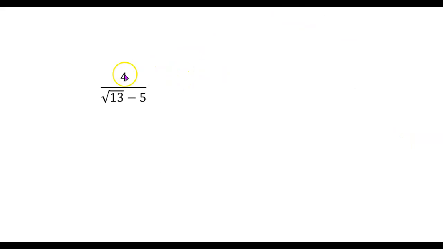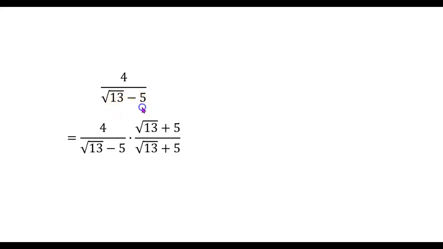One more of these. 4 over the square root of 13 minus 5. To rationalize the denominator, what are we going to have to multiply this by? Same thing, but with a different sign in the middle. So that would be the square root of 13 plus 5. So we multiply top and the bottom both by the square root of 13 plus 5. And when we do that, what do we get? On top, we get 4 times the square root of 13 plus 4 times 5. 4 root 13 plus 20.